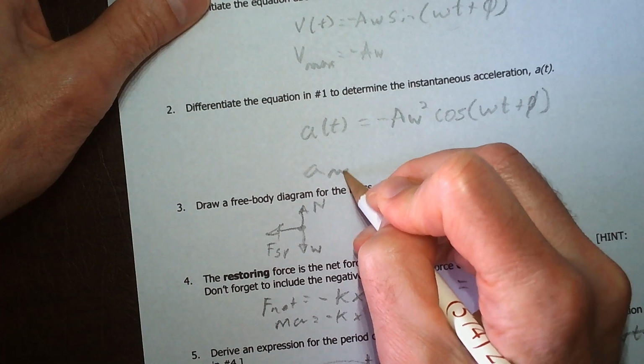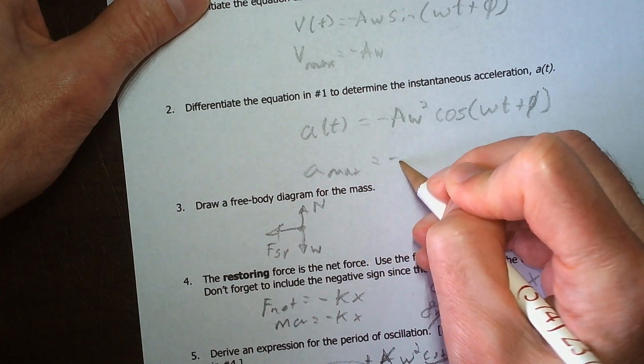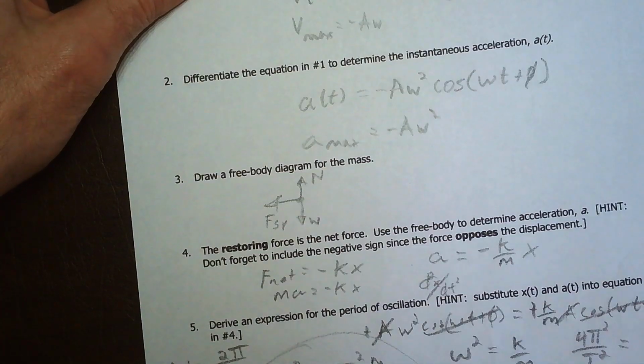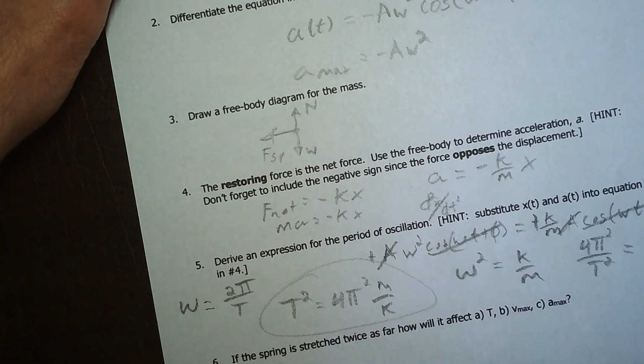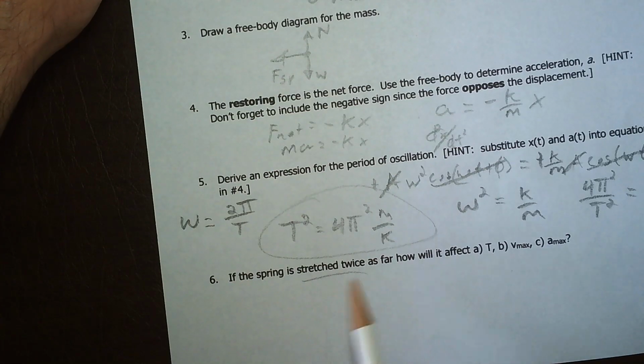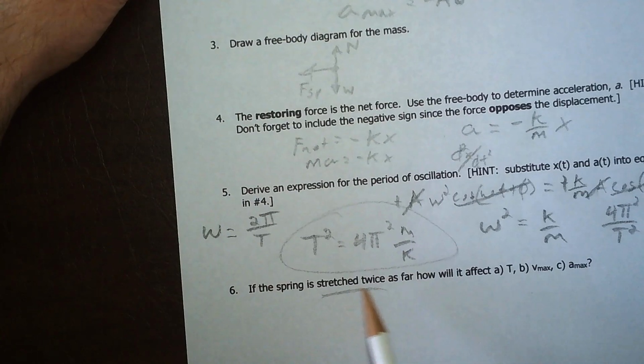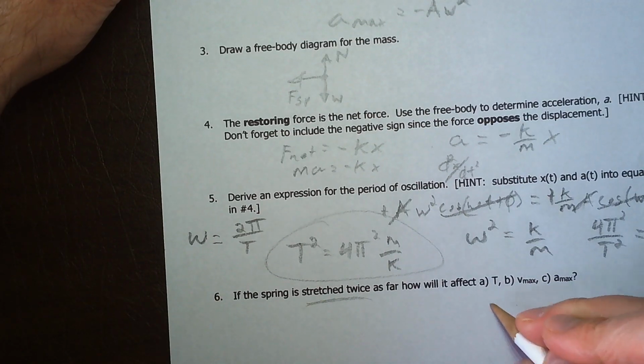Acceleration max is kind of the same thing. It's negative A omega squared. So you can see here that the amplitude, which is how far it stretches, that's how far we're stretching it, has no effect on the period. So none.